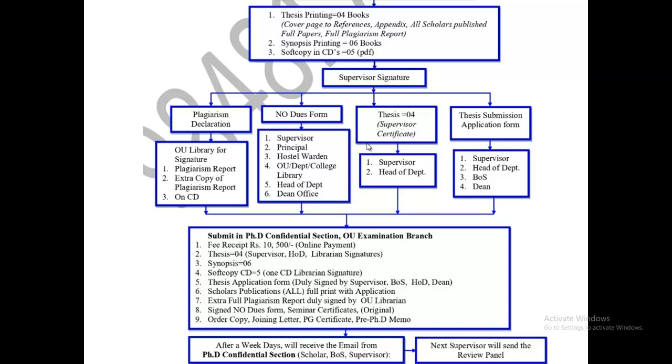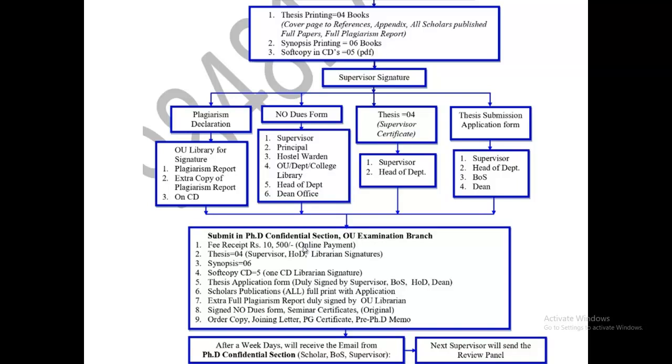Then you have to pay the fees to the university. Now in 2025, the examination fee is 10,500, which you have to pay online. For this online payment, you have to go to the Osmania University examination branch website. There they will have the option of PhD thesis submission along with the plagiarism report. They will give the option to pay online with a debit card or anything. After paying the fees, you automatically get the receipt.